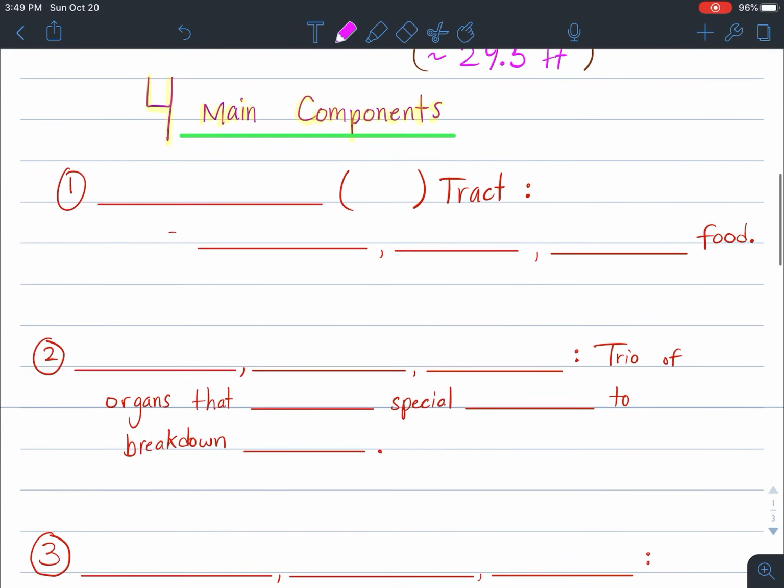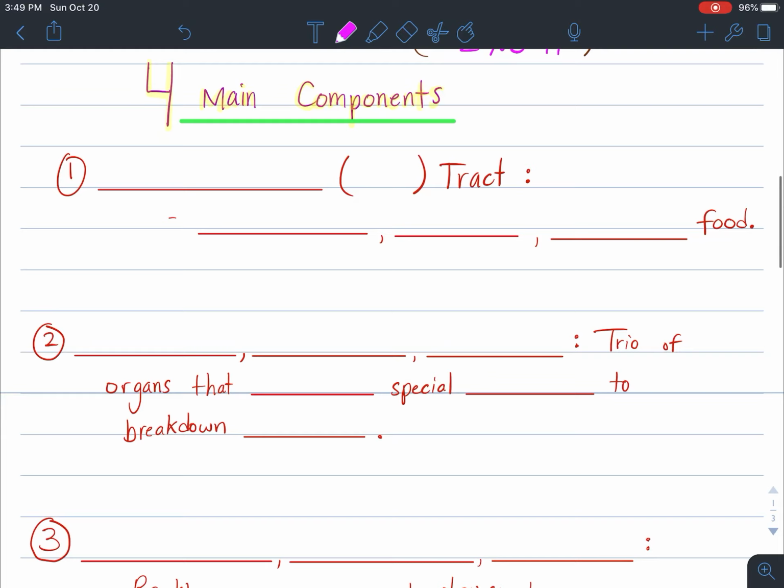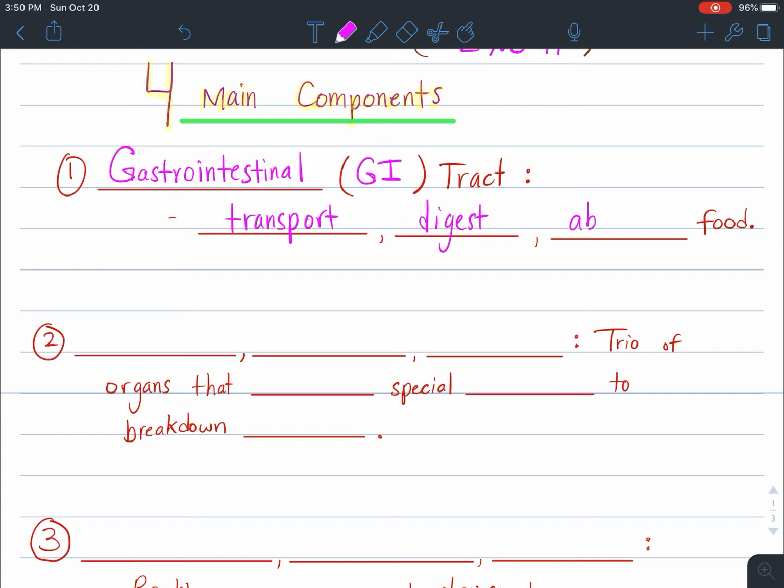So if we were to look at that overall system, the digestive system, we can break it down into 4 different components. The first one is the one that you've probably heard of before. Maybe you've heard it called the GI tract. Well, GI stands for gastrointestinal. So the gastrointestinal tract, or the GI tract, its job is to transport the food, digest the food, and absorb the nutrients from our food.